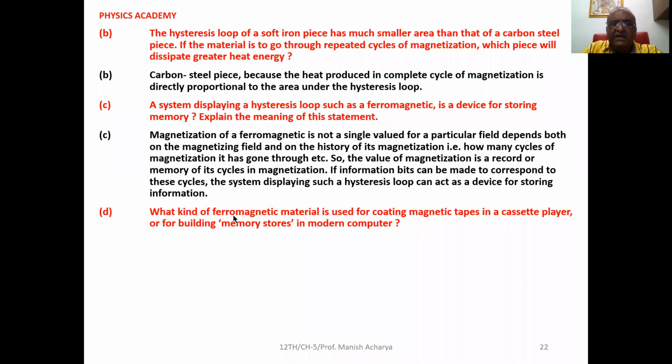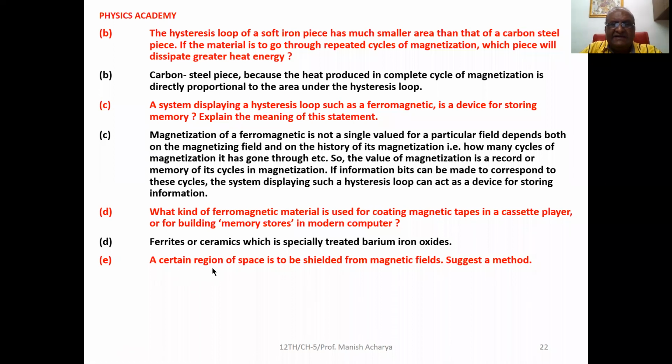Now D. What kind of ferromagnetic material is used for coating magnetic tapes in a cassette player or for building memory stores in a modern computer? Ferrites or ceramics, which are specially treated barium iron oxides, are used for that.